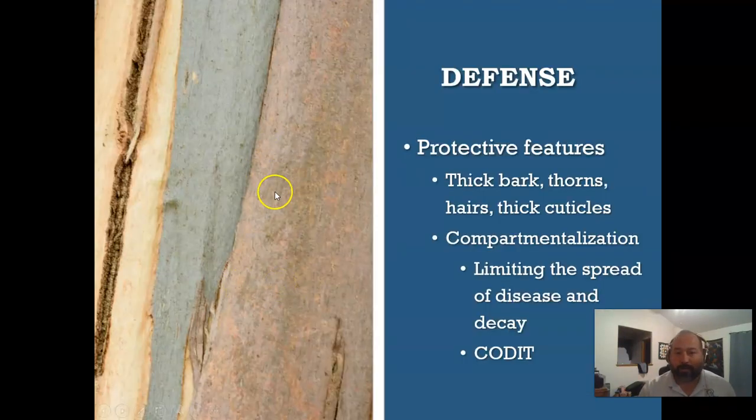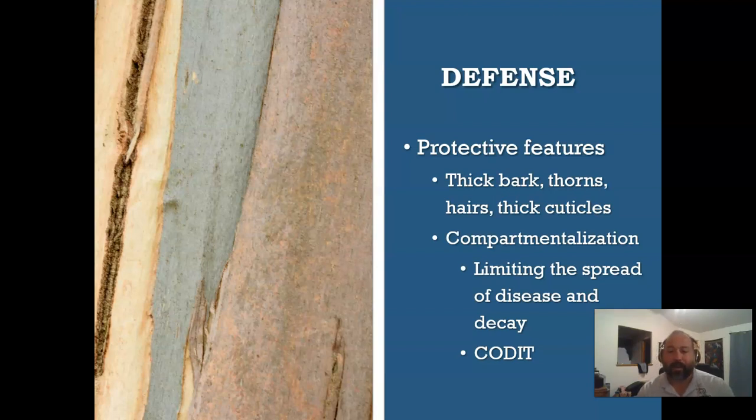Trees also have defense systems, so we can see some bark right here in this picture that protects the inner wood of the tree. You can also have things like thorns and hairs and thick cuticles and waxy layers and all sorts of other parts that protect the tree.